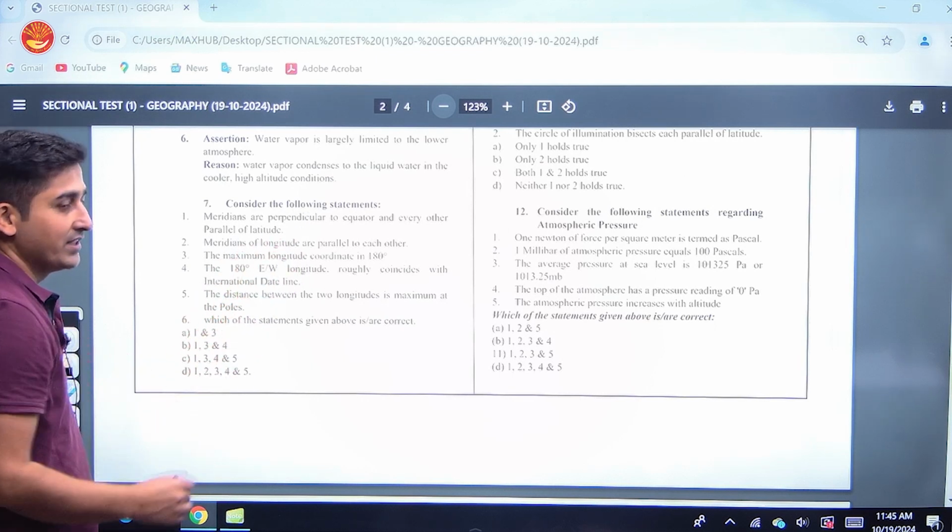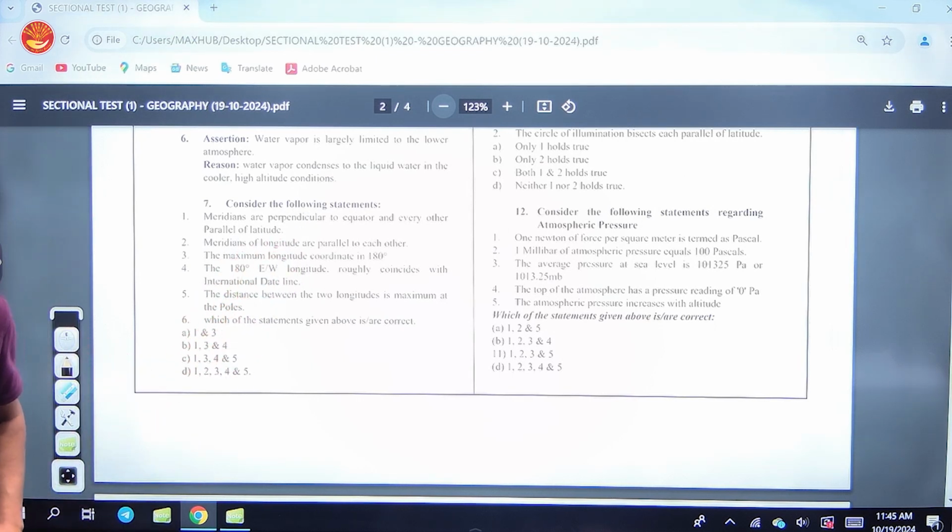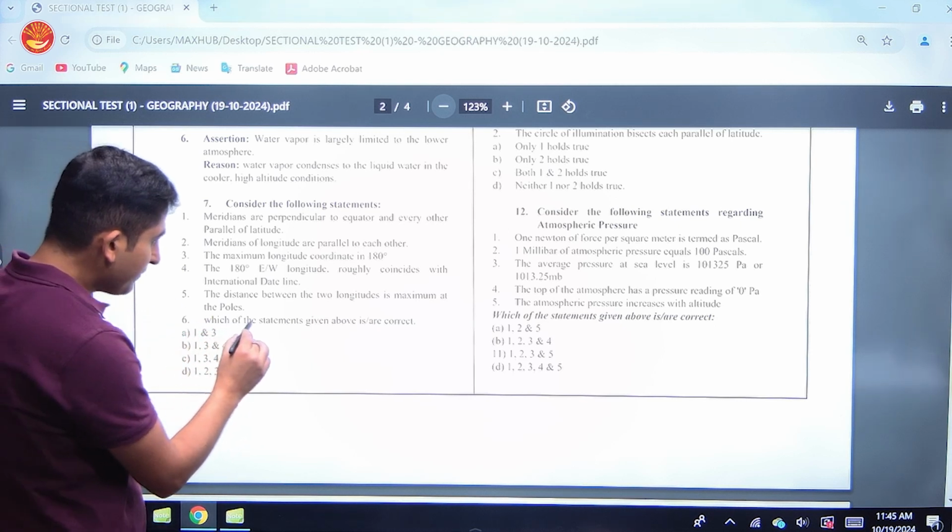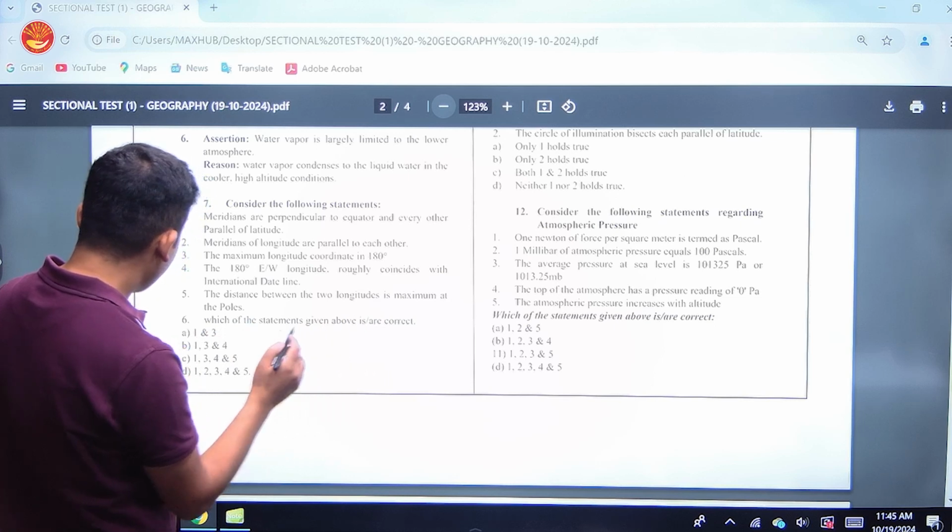Okay, now this is the statement based question. It is again statement. You have been given multiple statements. You have to examine the individual statements. There is no assertion, there is no reasoning. These are just individual statements that have been given. Then you have to focus upon which of the statements given above is are correct.